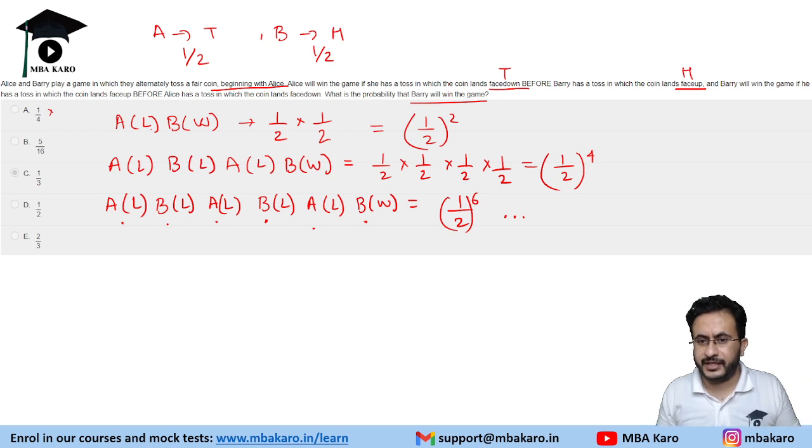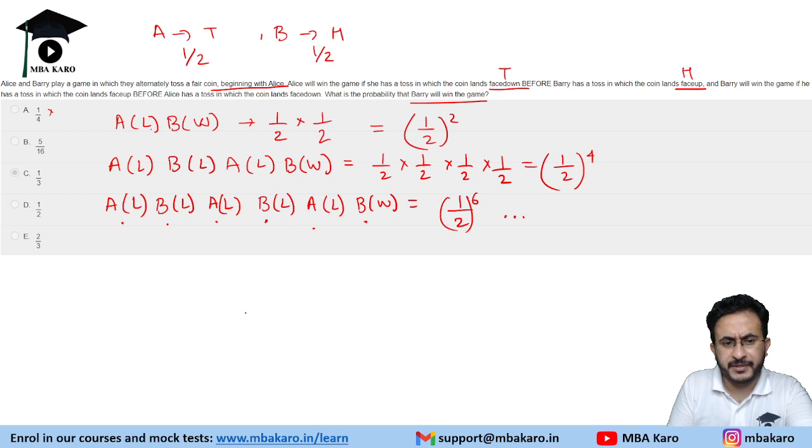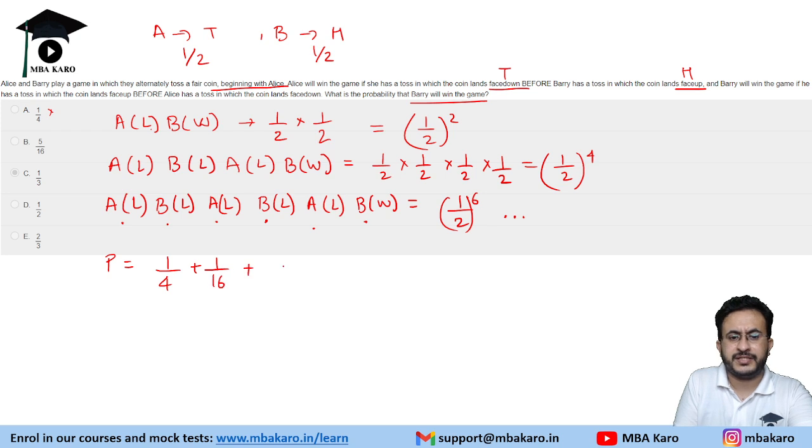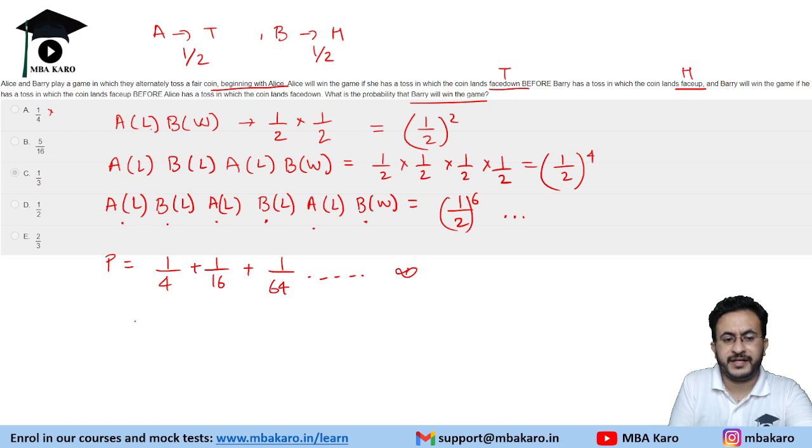Like Alice does not get a tail, Alice gets a head. Barry does not get head, Barry gets a tail. So the game will continue to be played. So it becomes an infinite GP. So probability is 1 by 4 plus 1 by 16 plus 1 by 64 and so on till infinity. So it is an infinite GP.